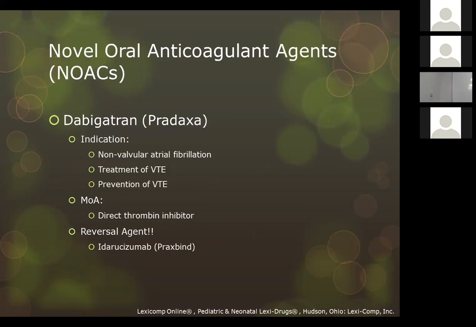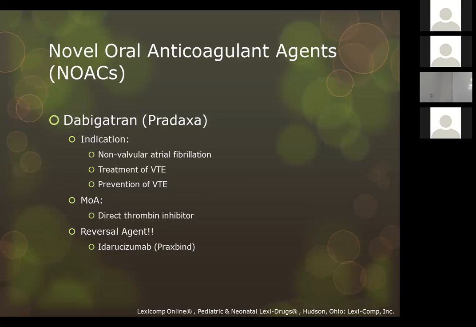So now I'm going to talk about the NOACs, or novel oral anticoagulation agents. The first one I'm talking about is Pradaxa, or dabigatran. This is used for non-valvular atrial fibrillation, treatment of VTE, or prevention of VTE. It is a direct thrombin inhibitor. And there are different dosages, and this is one of the first novel oral anticoagulation agents.